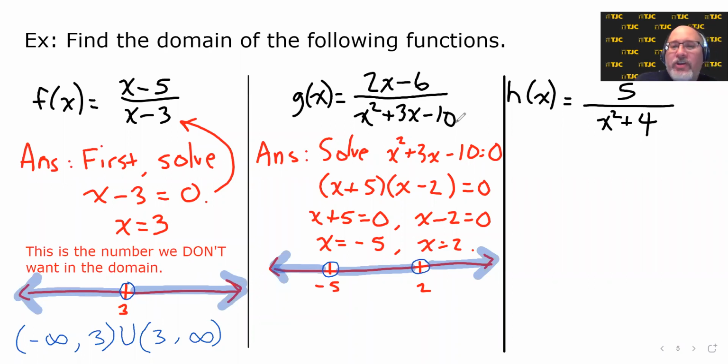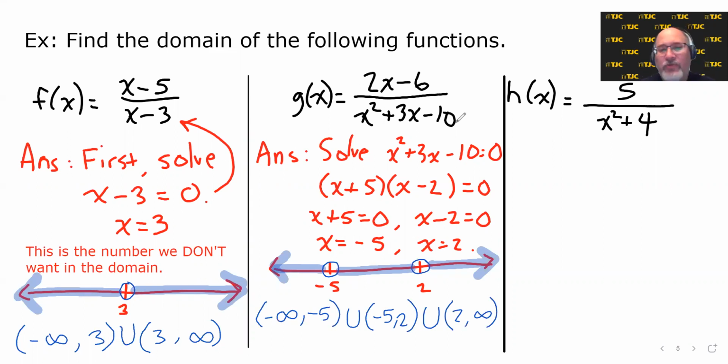And so my interval notation for the domain will have 3 intervals. The left interval is open parentheses, -infinity, comma, -5, close parentheses, union, the middle interval, open parentheses, -5, comma, 2, close parentheses, union, the third interval, open parentheses, 2, comma, infinity, close parentheses. So again, our domain is everything except the values that make the denominator equal to 0. So we find out what makes the denominator equal to 0. And then our domain is everything except those numbers.